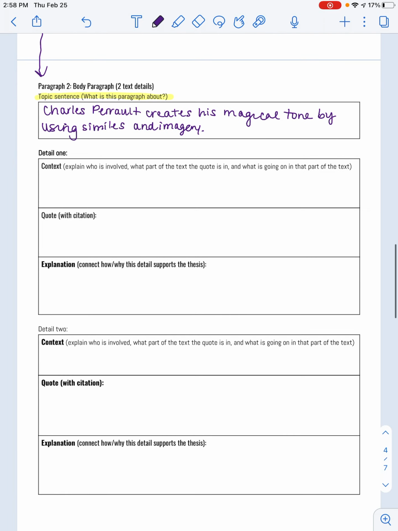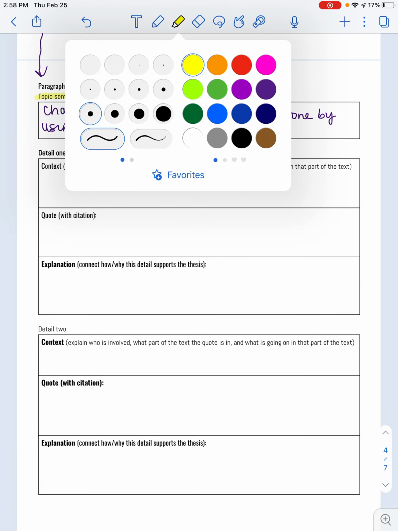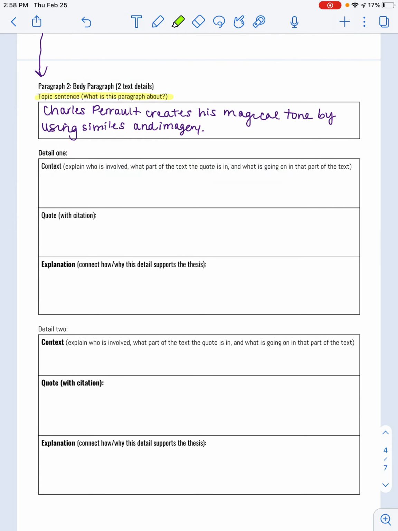So when we're talking about our details here, we want to use what I call a detail sandwich. The first thing is the context. You need to assume that the reader of your essay has not actually read the story that you're talking about. That means that you're going to have to catch them up a little bit on what's going on.